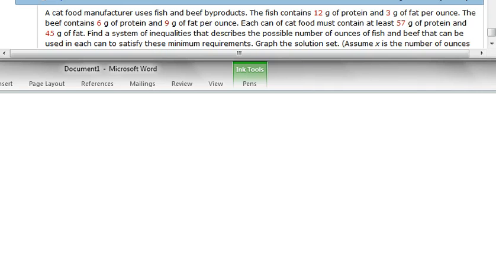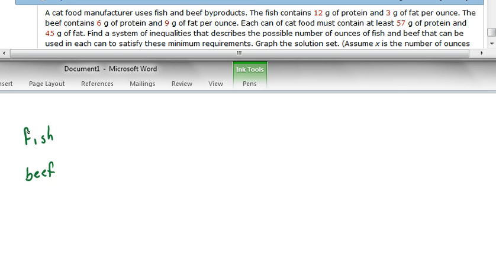A cat food manufacturer uses fish and beef byproducts. The fish contains 12 grams of protein and 3 grams of fat per ounce. The beef contains 6 grams of protein and 9 grams of fat per ounce.